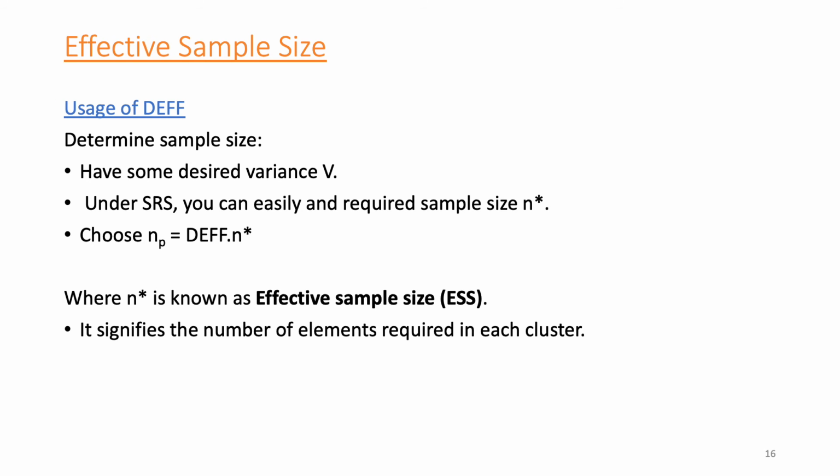Effective sample size signifies the number of elements required in each cluster, and it is implicitly related to intra-class correlation by this formula, that is ESS, effective sample size, is equal to 1 upon the absolute value of the intra-class correlation coefficient. Let us now understand cluster sampling by looking at an example in SAS.